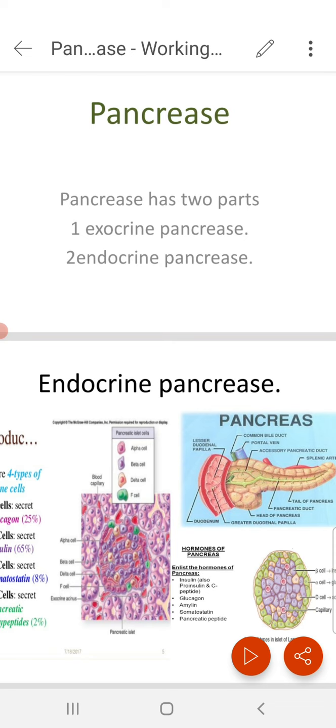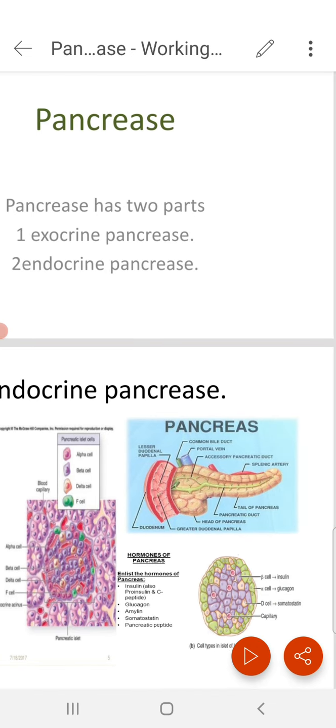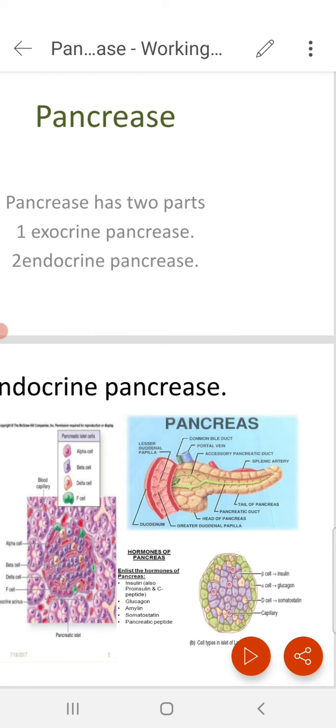Our today's topic is pancreas. Pancreas is a gland that is associated with the alimentary canal. It is lying below the stomach. It is a pale yellow colored, leaf shaped gland, and it is associated with the digestive system.